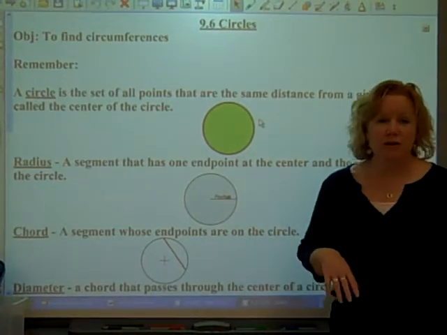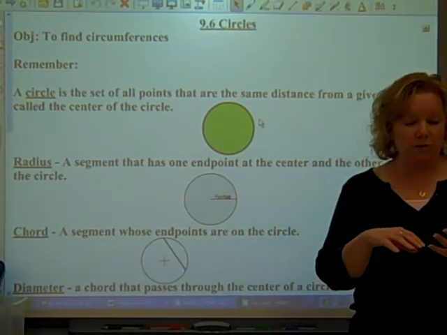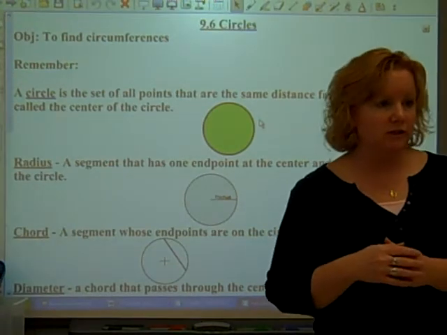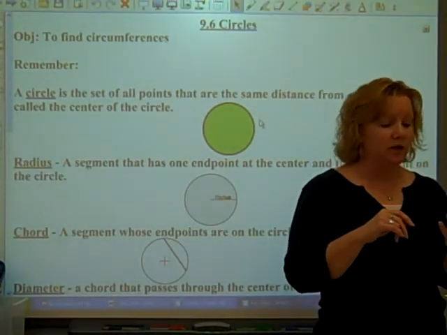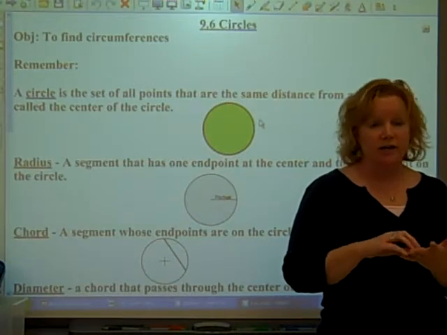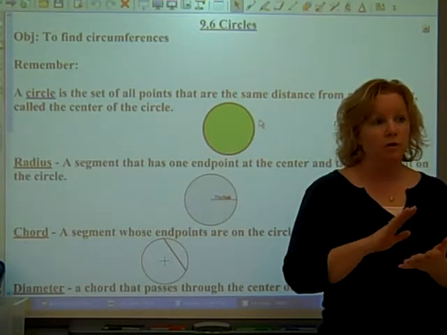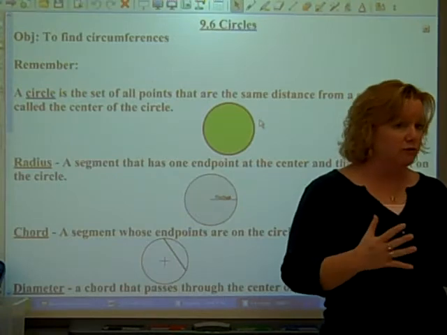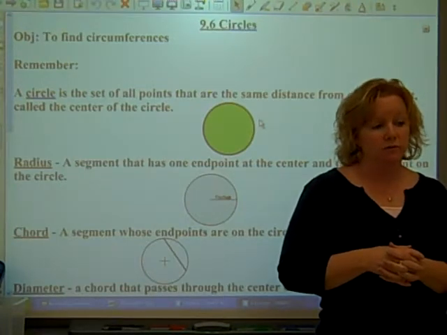Okay, today we are doing 9-6 circles. Now remember, we're doing bits and pieces of chapter 9 because a lot of the information you already know, and in fact today's lesson is something that hopefully will be quick and fast and just a refresher for you because you have done these before.